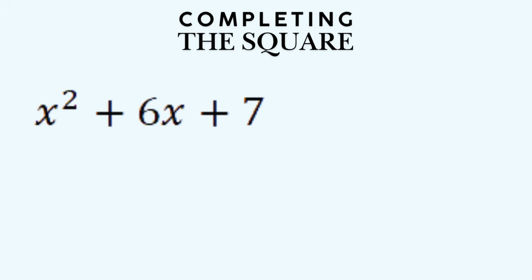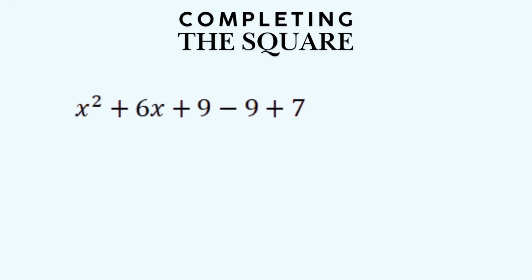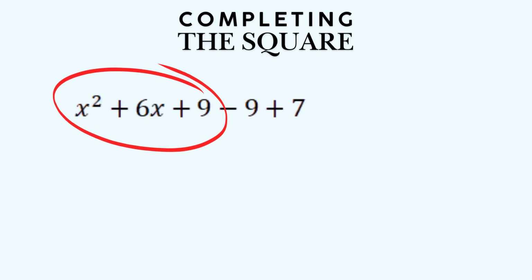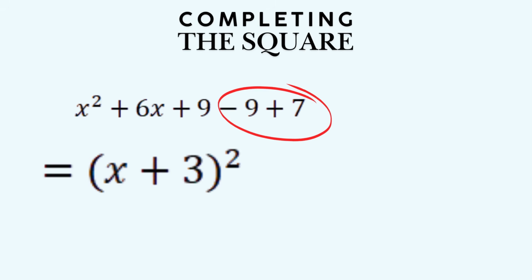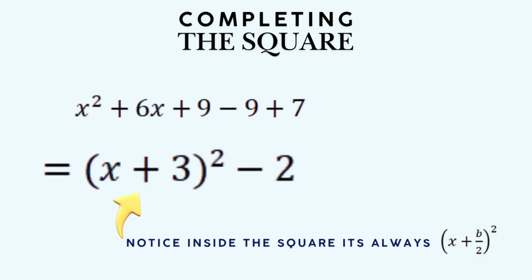Let's try some examples. For this expression, all we need to do is divide the x coefficient by 2 and square the result. Now 6 divided by 2 is 3. The square of 3 is 9. So we will add 9 to the expression to get a perfect square. We also need to subtract 9, since we are only rewriting the expression. We are not changing its overall value. Now x² + 6x + 9 is (x + 3)² expanded, while -9 + 7 is -2. So our solution is (x + 3)² - 2.